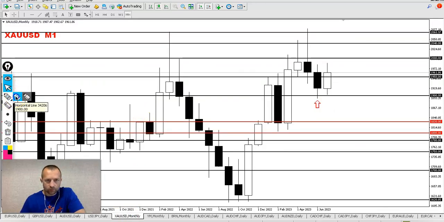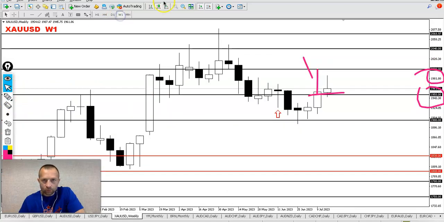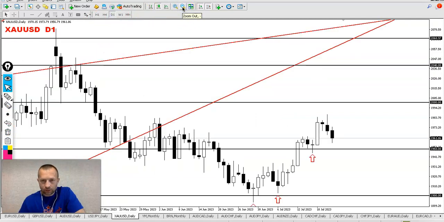Okay, let's switch to gold. Gold is doing well as well. Gold found support around 1900. It was a couple of months of correction, but now all is good. We are back above the 1950 level. It's important. And on the daily, this week there was a little bit of correction, but all in all, it's positive.